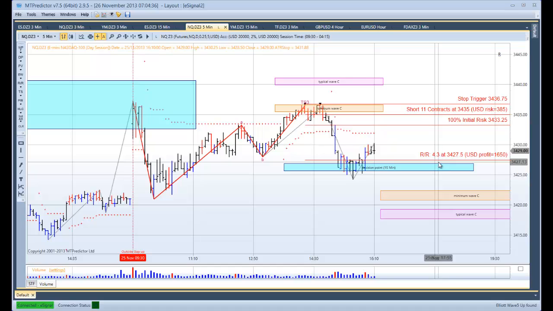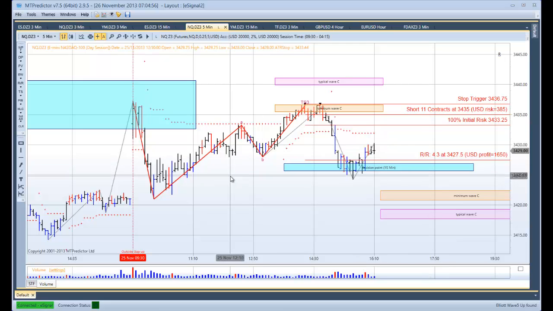But the important point, and this is the point that makes traders different from forecasters, is that the profit was much larger than the loss earlier. So overall, it was a profitable day. In fact, it was a very nice profitable day for the NQ and for MTPredictor users.